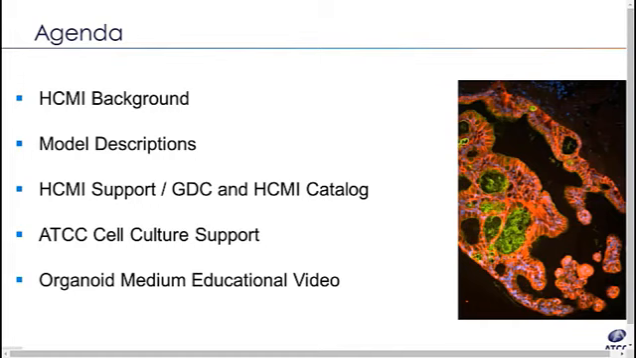During this presentation, we will give an overview of the Human Cancer Model Initiative and give descriptions of the models we offer. We'll also show what support is offered for these models in the way of clinical and genomic information, as well as organoid culture support. This will include our new Organoid Growth Kits designed to simplify the complete organoid growth medium workflow. We're also going to play a video demonstrating the media preparation using these kits.